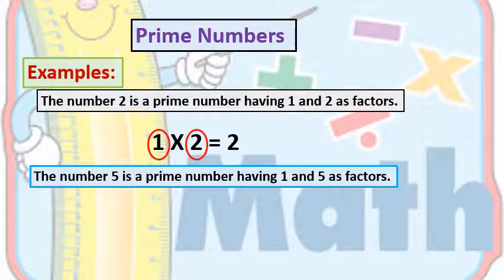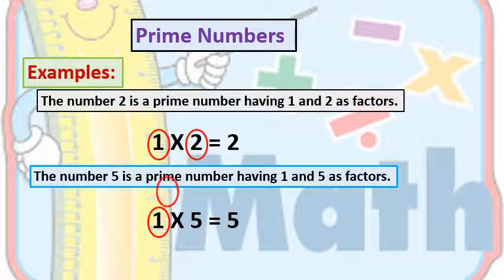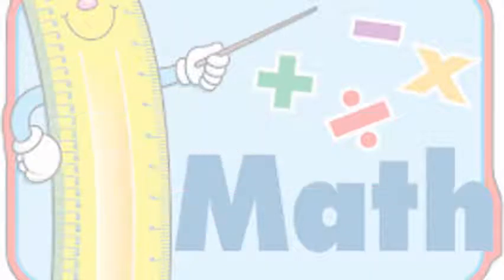Let's take another example. The number 5 is a prime number having 1 and 5 as factors. What do you mean by that? We have 1 times 5 equals 5. So the factors of 5 are 1 and 5. That's why 5 is a prime number.